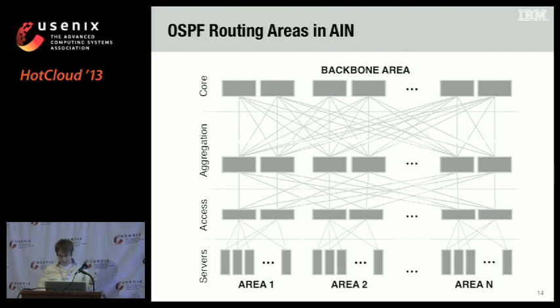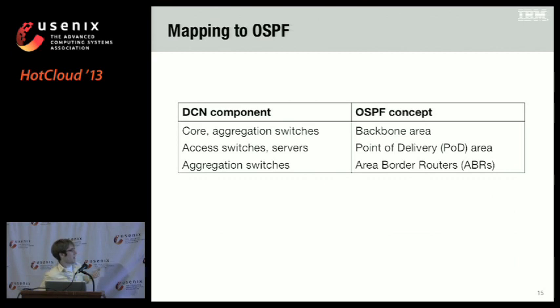And here's a table of how the mappings would work. That backbone area at the top would consist of the core and the aggregation switches. The access switches and the servers are these point of delivery areas. So that was area 1, area 2 that I had along the bottom. And so really what that corresponds to is each rack or set of racks, which would form a point of delivery (POD) area, corresponds to one of these OSPF routing areas.